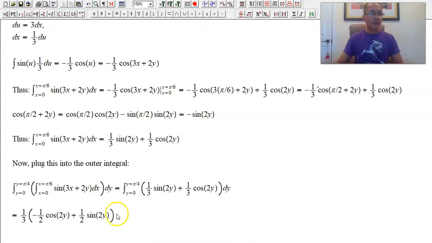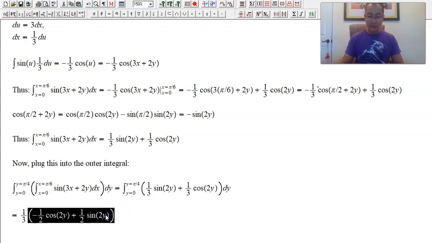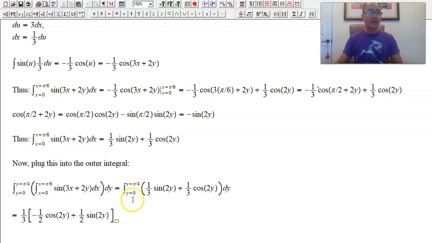Okay. So you know what? It would look nicer if I use square brackets. Get rid of that. Yeah, that looks so much nicer. So y will go from 0 to pi over 4. Okay, and this is where a lot of us, me included, make mistakes because cosine of 0 is not 0, it is 1. Okay, it is so easy to make that mistake.